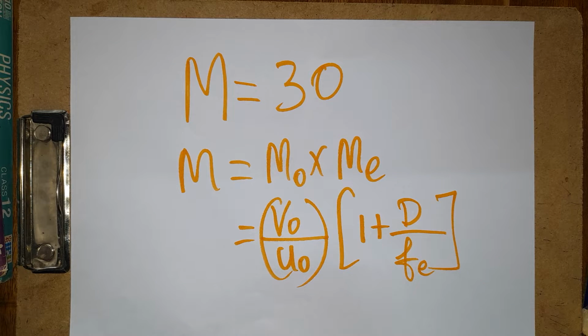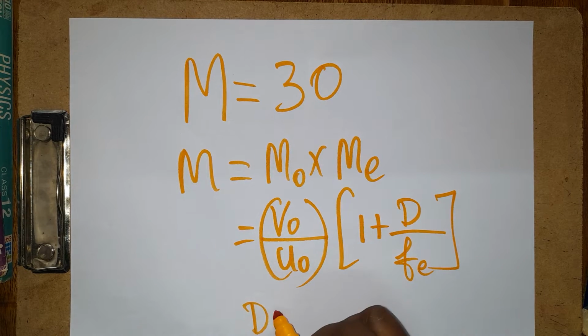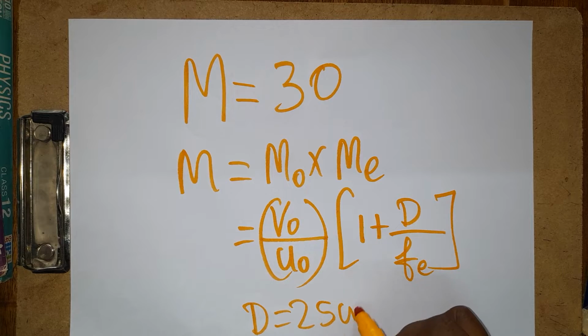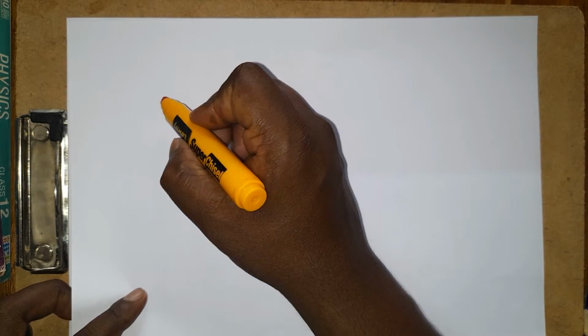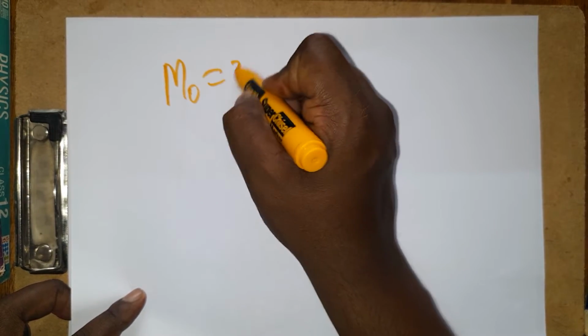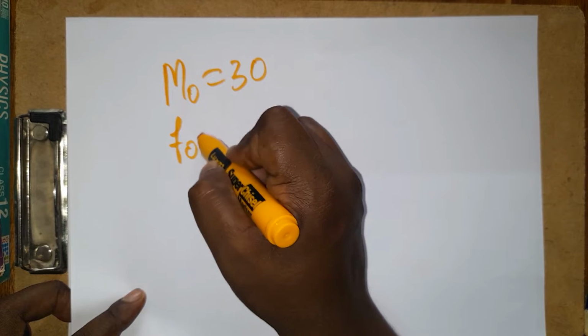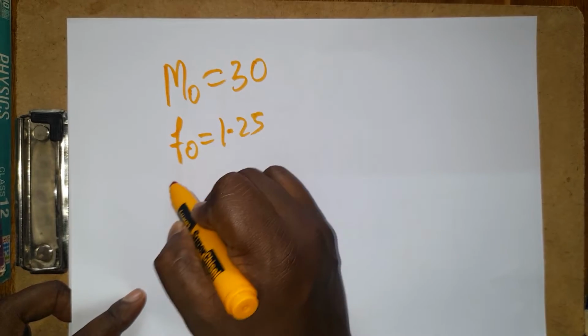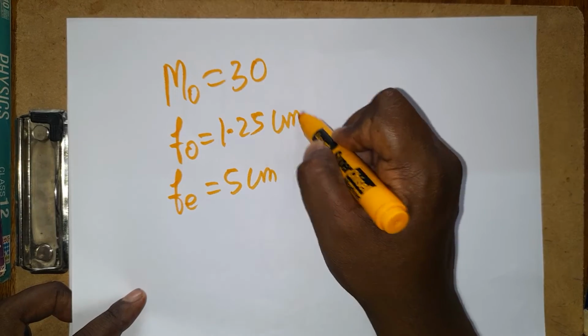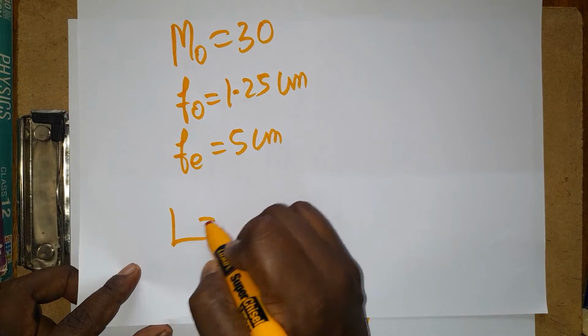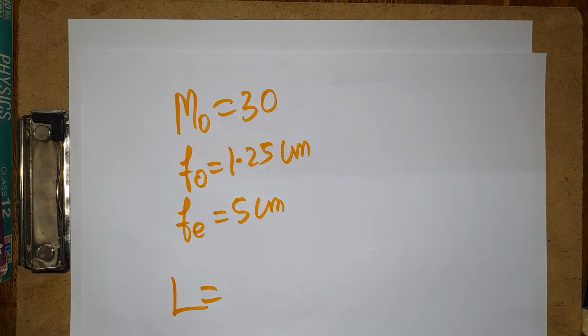Now we'll see what the given data is. D is the least distance, which is 25 centimeter. The final image is formed at the least distance. The question says both together give 30. The objective lens focal length is 1.25 and the eye lens focal length is 5 centimeter. Now they asked what is the length of the microscope.